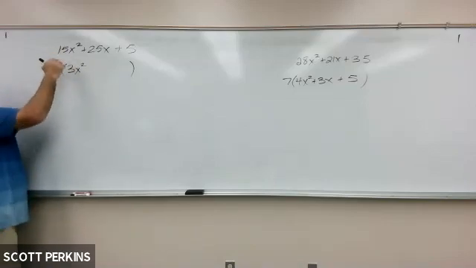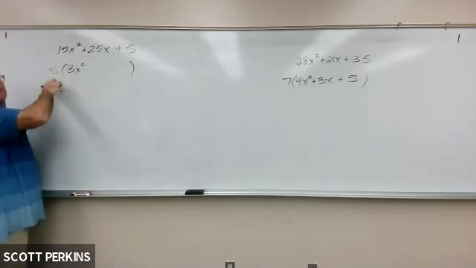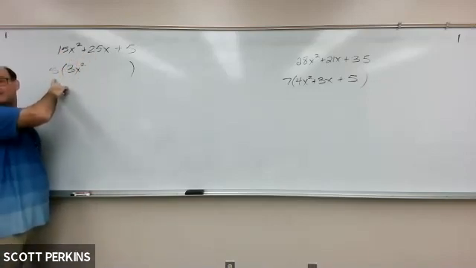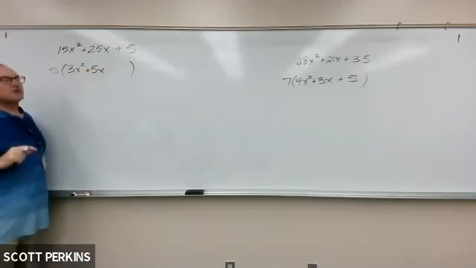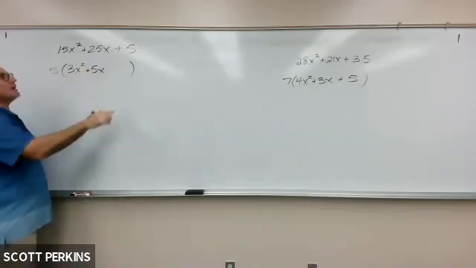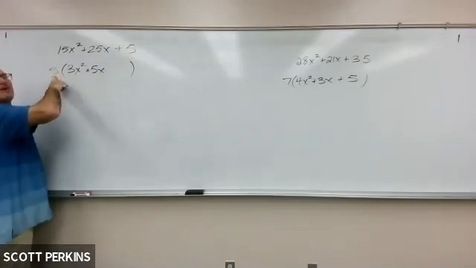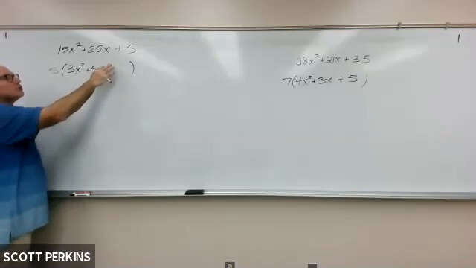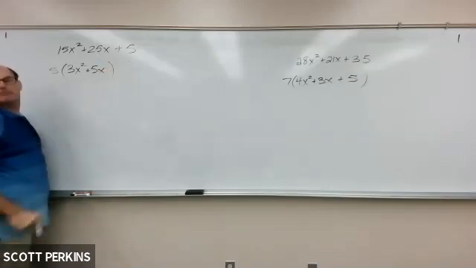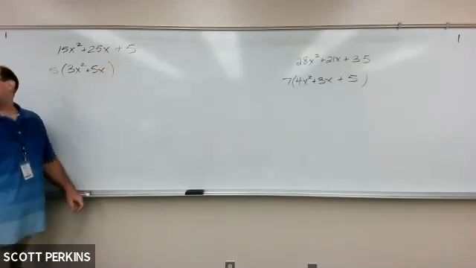3 times 5 is 15. 25x, when I factor out the 5, what's left? 5x. Here's the 1. Here's the bit. Okay, so pay attention. 5, when I factor out the 5, what's left? 1. Yes. So if you stopped the problem here, you've changed the problem.